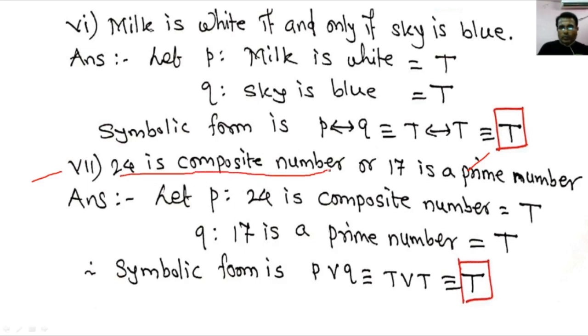24 is composite, we know that that is true. 17 is a prime number, that is also true. So both the values are true, and or is there. So we have P or Q. So true or true is always true. This way you can consider question 3.